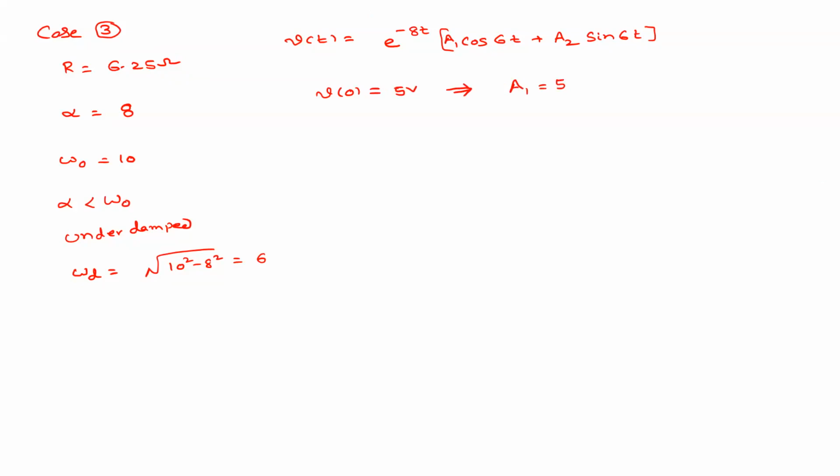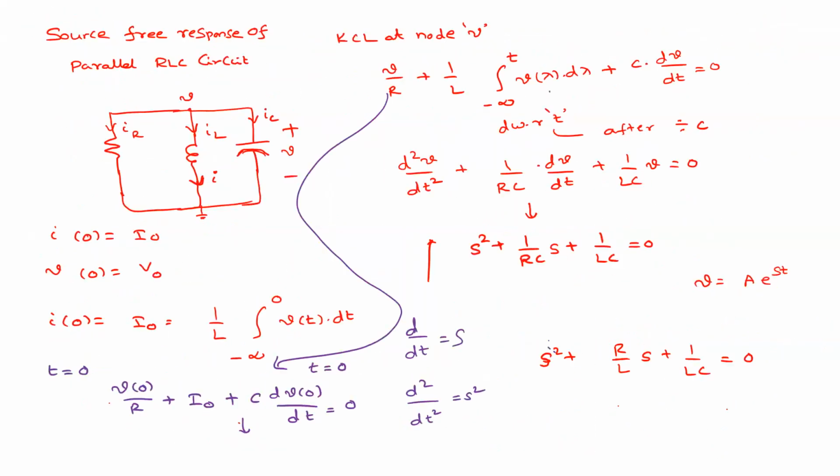J will also come, sir. There will be J also, sir, J A2. Where will J come? This is the case of underdamped, sir. So in the V of t expression, sir, A1 cos omega d t plus J A2 sin omega d t. Where will J come?